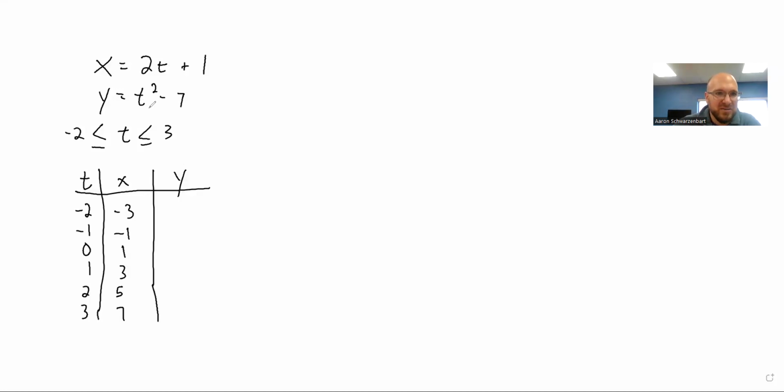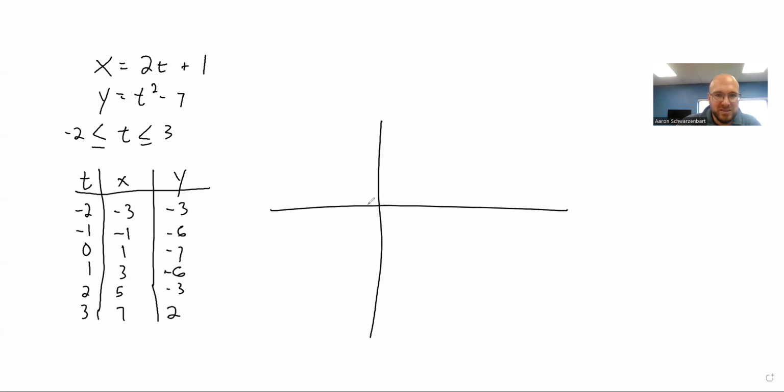I plug in t for the y. I get 4 minus 7 is -3, 1 minus 7 is -6, -7, 1 minus 7 is -6, -3, and +2. So if I graph this, I just graph x versus y.